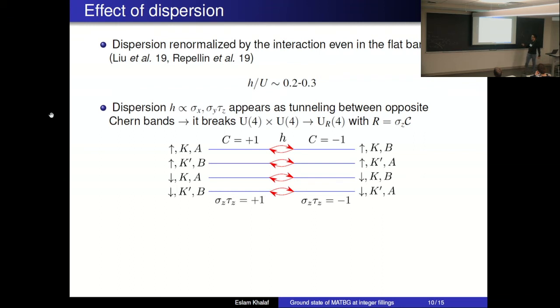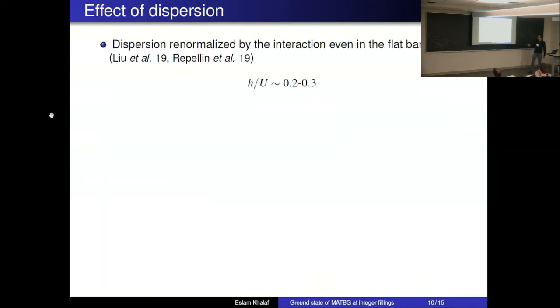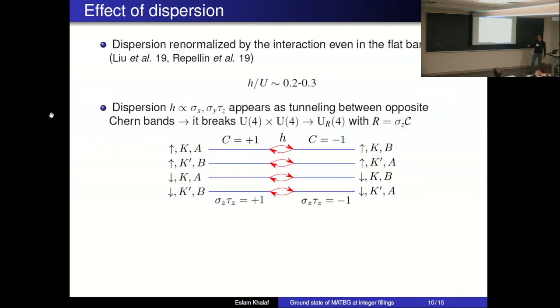Due to symmetry, we can restrict the form of dispersion. Actually, it only has the Pauli matrices sigma x and sigma y tau z, which means that in this picture, the dispersion appears as tunneling between quantum Hall layers of opposite Chern number. So it couples bands which have the same spin, the same valley, but opposite sublattice. This means it breaks the U4 times U4 symmetry down to a single U4.